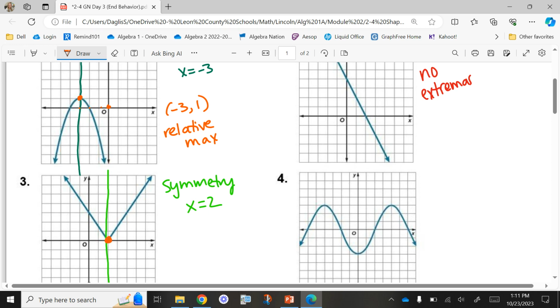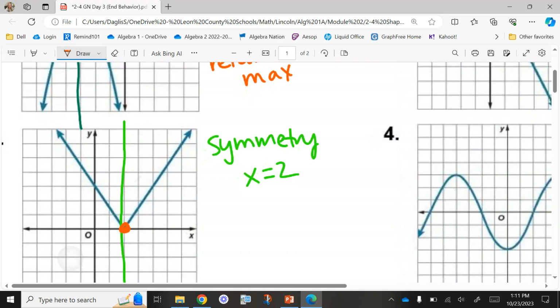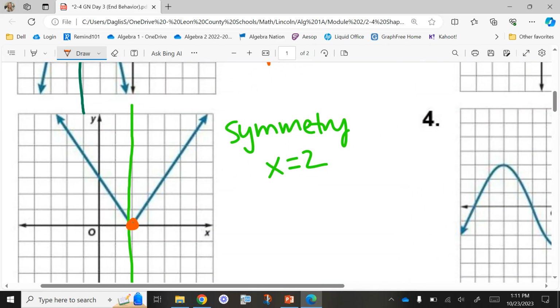So what is that coordinate point going to be? 2, and then what's the y value? 0, because we didn't go up or down. Is this going to be a relative minimum or a relative maximum? Minimum. It's at the bottom of a dip. Relative min at the bottom. Minimums are at the bottom. The orange dot is on the bottom of the V. So it's a minimum.